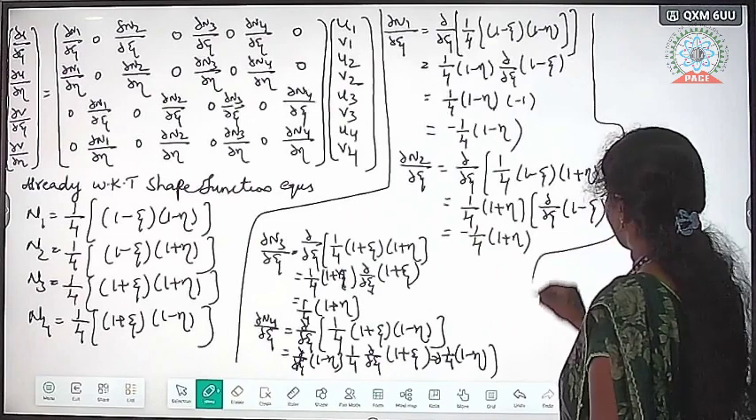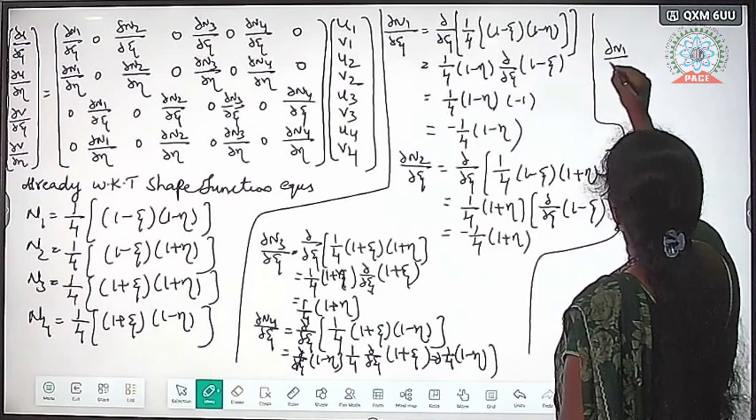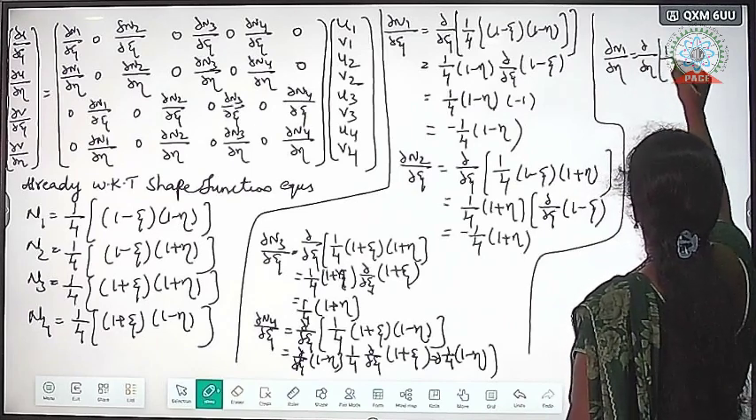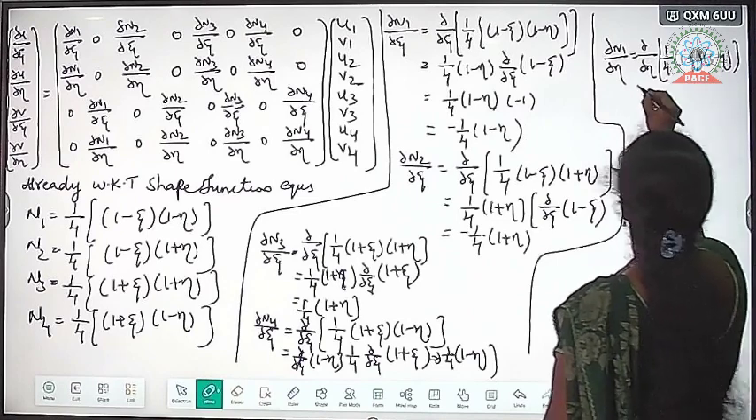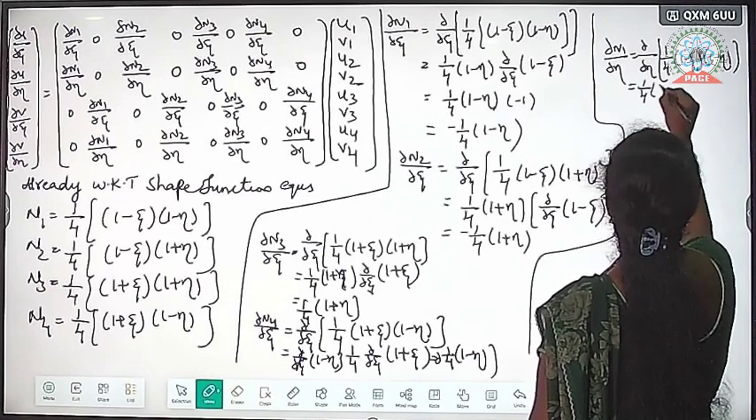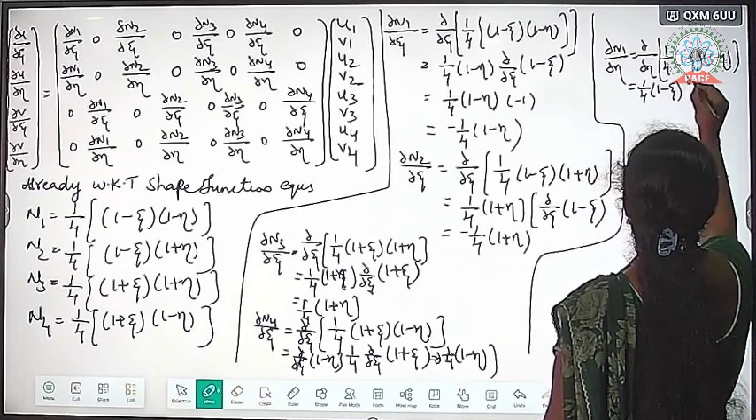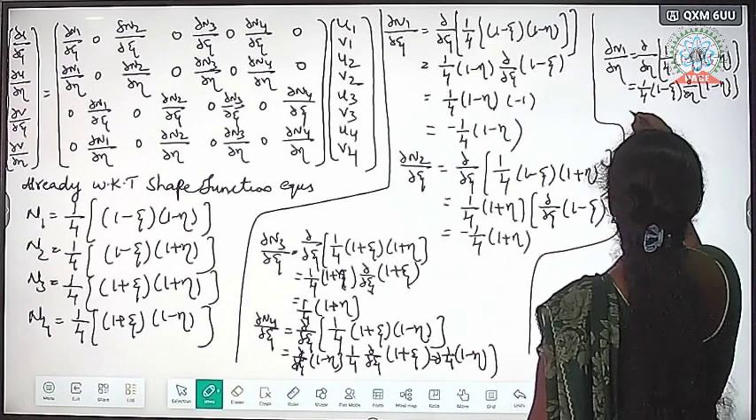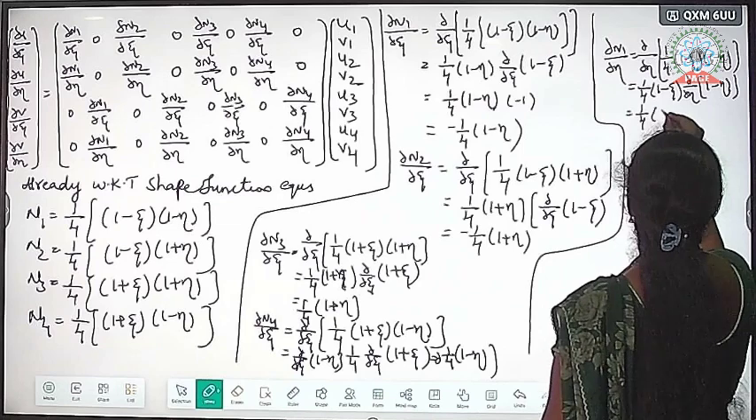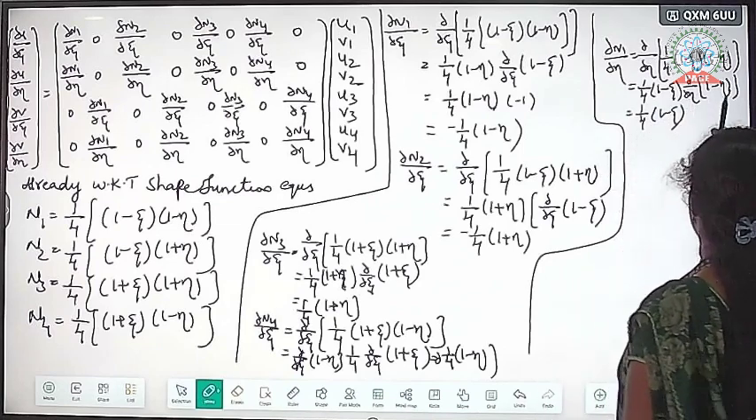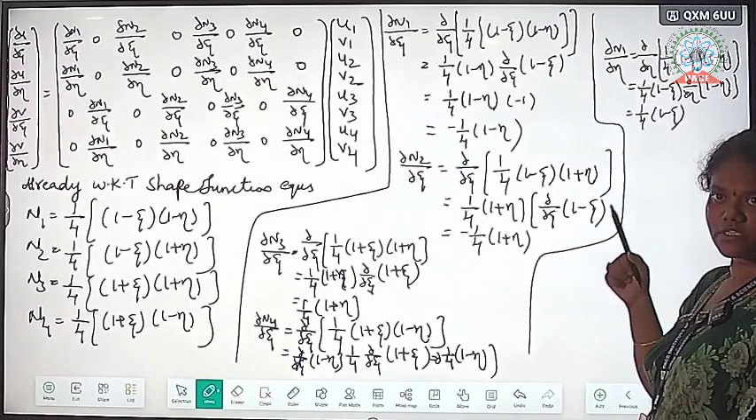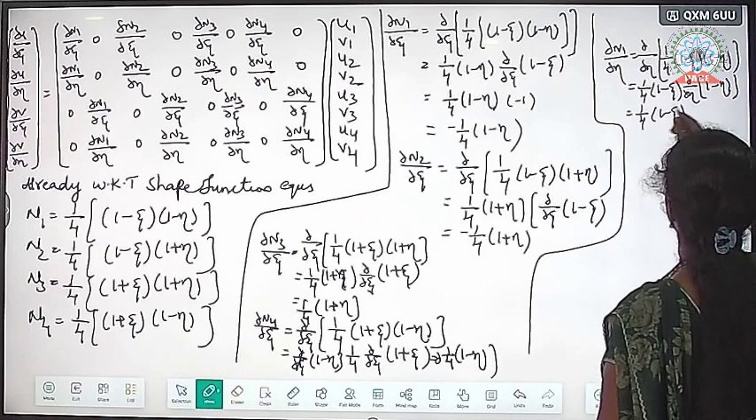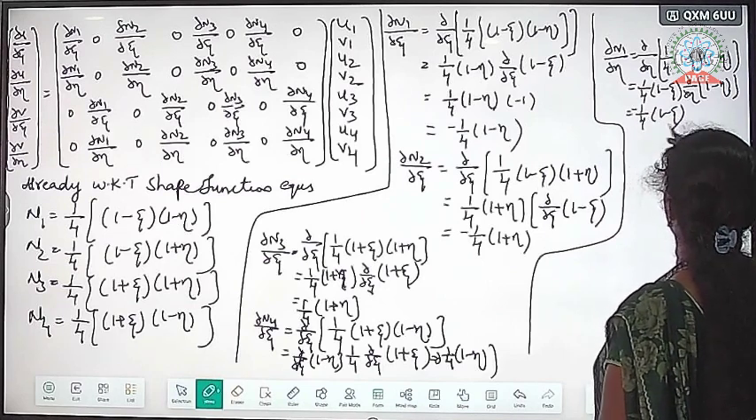Dou N1 by dou eta is equal to dou by dou eta of N1, 1 by 4 into (1 minus xi) into (1 minus eta). With respect to eta we calculate dou by dou eta of (1 minus eta). So, 1 by 4 into (1 minus xi) into dou by dou eta of minus eta. Dou by dou x of x means 1, dou by dou x of minus x means minus 1. Here minus eta came, so that means minus 1. So, minus 1 by 4 into (1 minus xi).